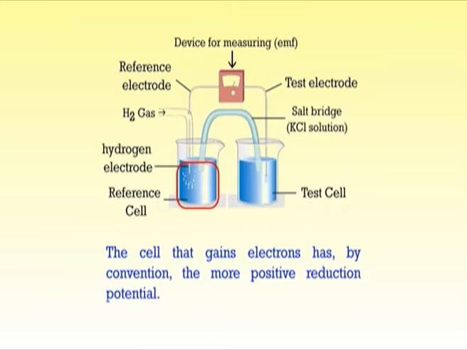The cell that gains electrons has by convention the more positive reduction potential. A molecule or an ion with a positive E' naught has a higher affinity for electrons than the hydrogen ion does under standard conditions. Like the values of standard free energy change, which is denoted by delta G' naught, the standard reduction potentials may differ somewhat from those found under the conditions in a cell because the concentrations of reactants in a cell are not 1 molar.